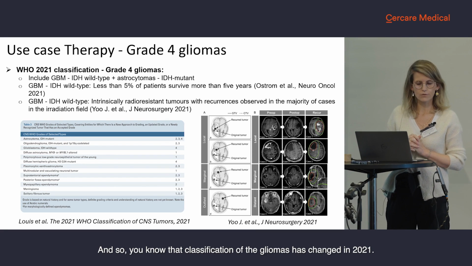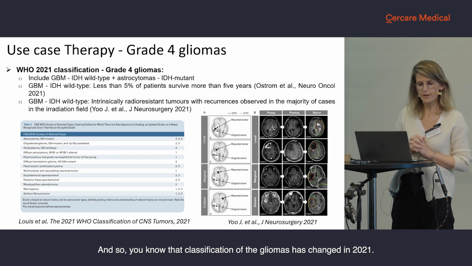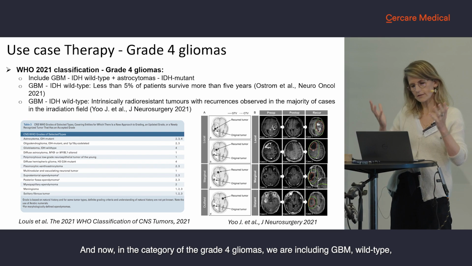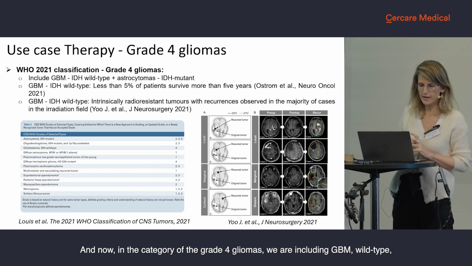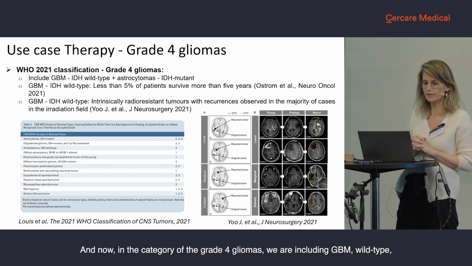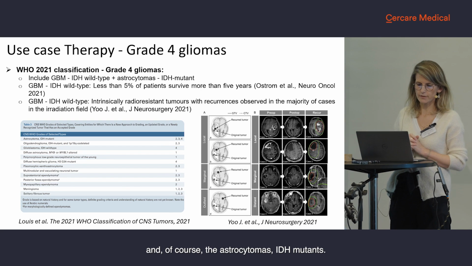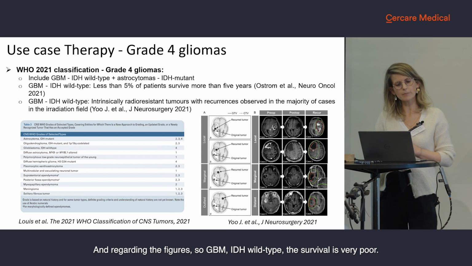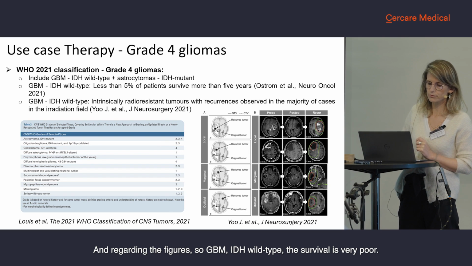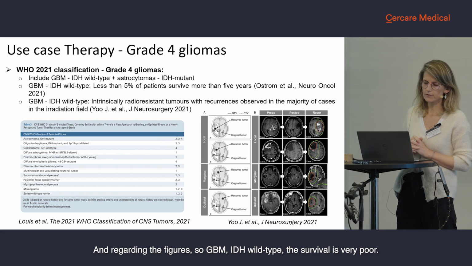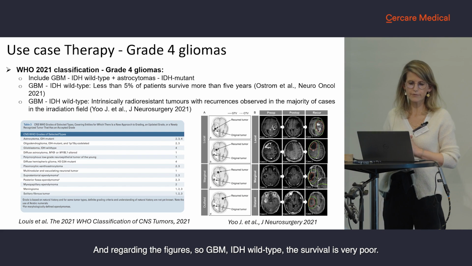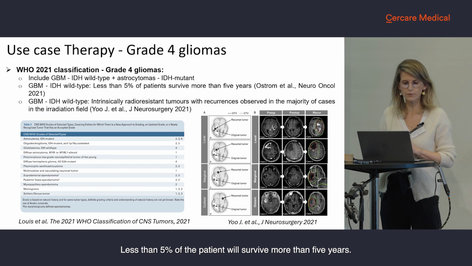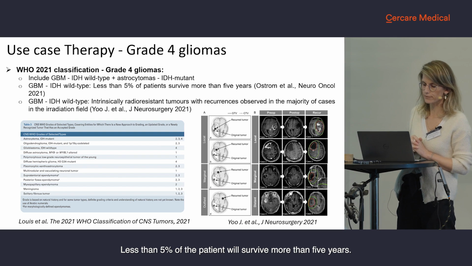And so you know that the classification of the gliomas has changed in 2021. And now in the category of the grade 4 gliomas, we are including GBM wild type plus astrocytomas IDH mutant. And regarding the figures, so GBM IDH wild type, you know, I think, then the survival is very poor and that less than 5% of the patient will survive more than 5 years.